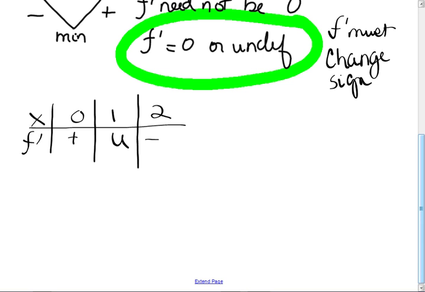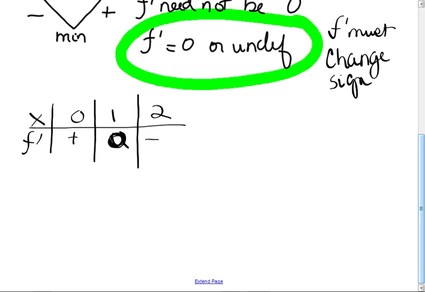Does that guarantee I have a minimum value there? Let's make it 0. Or maximum value. Could it be a maximum value? Actually, 0 or undefined doesn't really matter. Well, you know what? I suppose it could be, but does it have to be? What happens between 0 and 1? I don't know enough information.